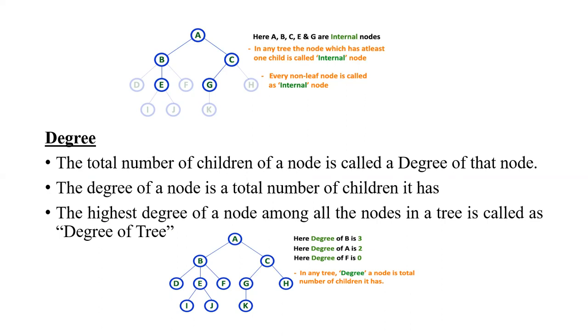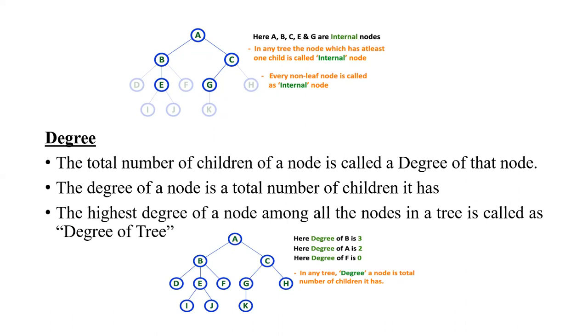Degree. The total number of children of a node is called as the degree of that node. The degree of a node is the total number of children it has. The highest degree of a node among all the nodes in a tree is called as the degree of the tree. Now, degree of B is 3. Degree of A is 2.